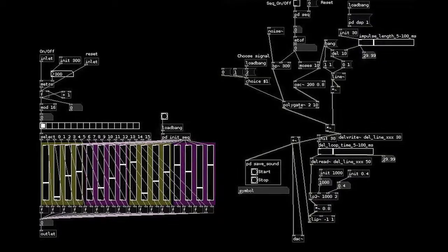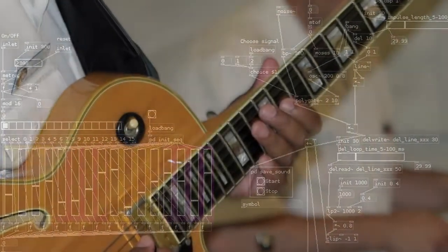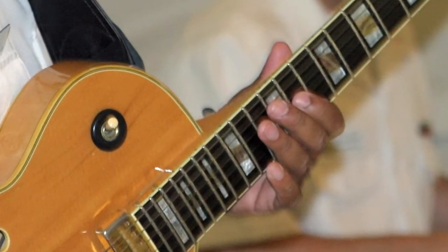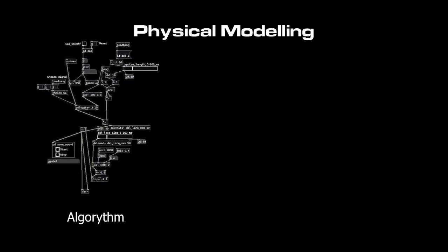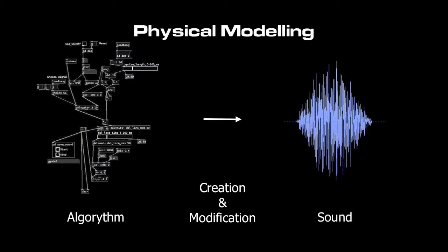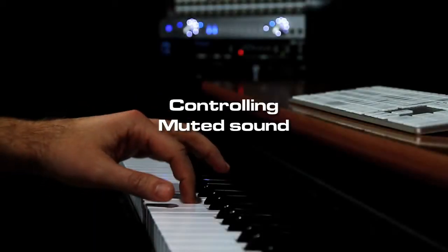With physical modeling, the sound is not recorded, but produced by a mathematical model that simulates the physical phenomena that generates it. For example, the act of striking a string. Simulating the cause and not the effect, an instrument can be modeled or its sound modified. In this example, the passage of a sound plucked on a muted guitar can be heard.